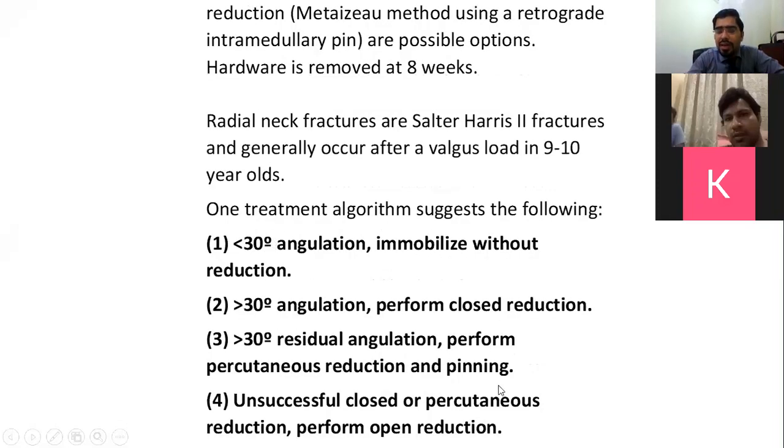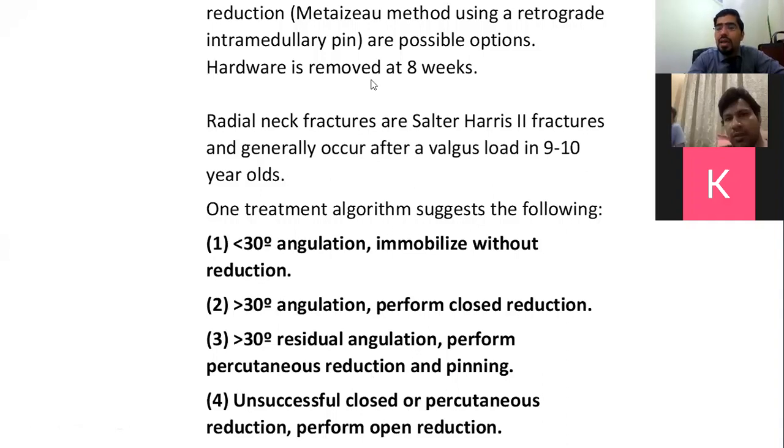One treatment algorithm I have shared: if the angulation is less than 30 degrees, whether at presentation or after you manually reduce it, then immobilize without reduction. If the angulation is more than 30 degrees, then perform closed reduction. If closed reduction has been performed but it has not been reduced, then we will go for percutaneous reduction and pinning. And if percutaneous reduction and pinning is also unsuccessful, then we will go for open reduction.